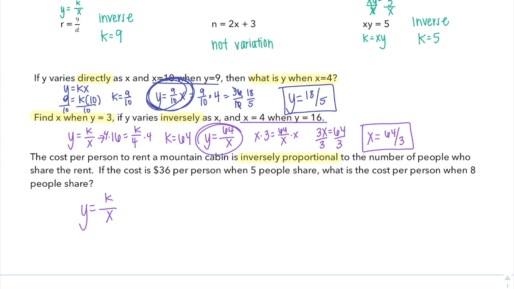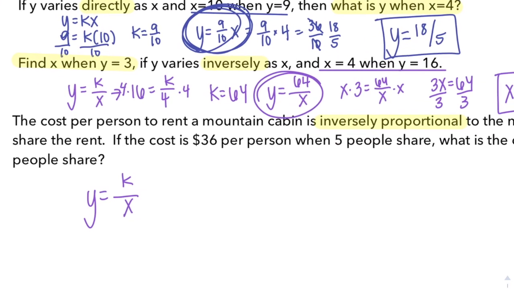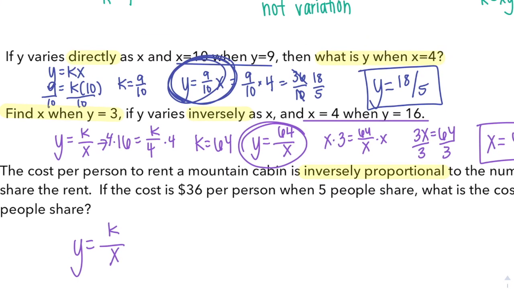So we don't know what the total cost of the cabin is, but the more people that go on this trip, they're splitting that cost of the cabin up between more people. So it's like if 5 people are paying for a hotel room that's $100 versus if 10 people are paying for a hotel room that's $100. Well, 100 divided by 5 is going to be more expensive than 100 divided by 10. So when one goes up, the other one goes down. That's inverse.